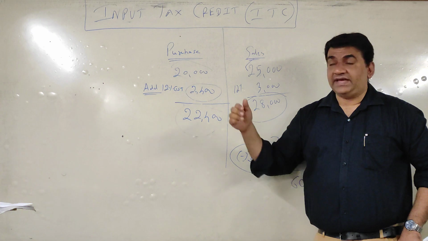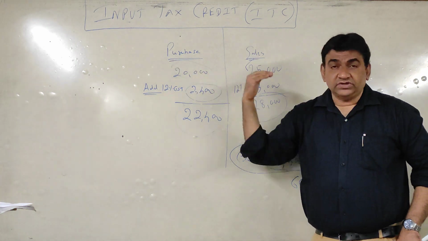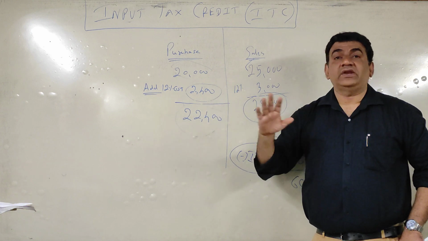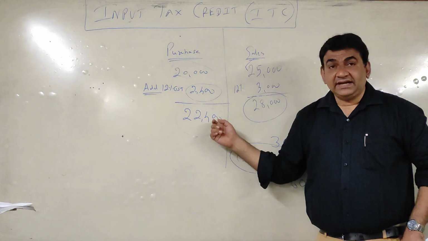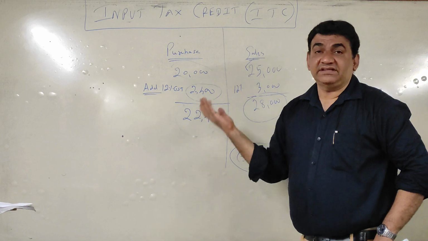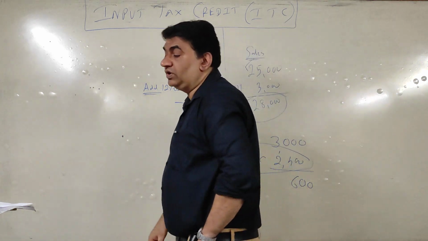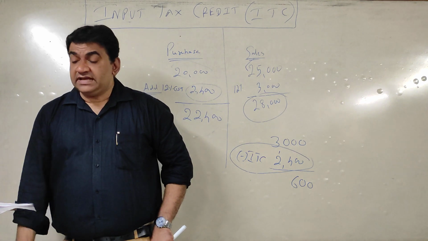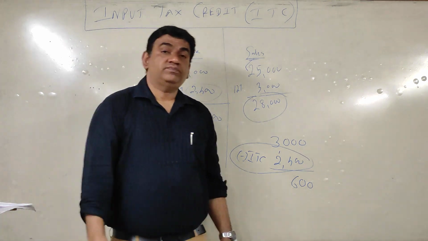There are 3-4 sums where the seller has sent you the goods. On the way they have been damaged or lost, you cannot claim credit. To claim credit, you should physically receive the goods or you should avail the services. Okay. Next, see, tax charge is paid to the government.